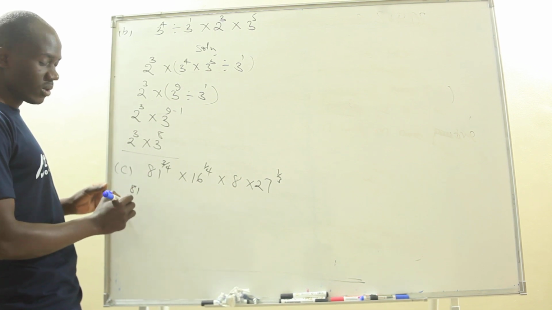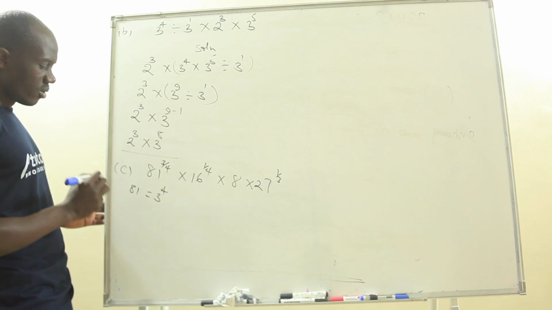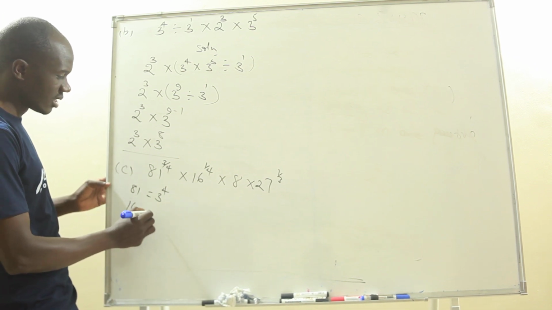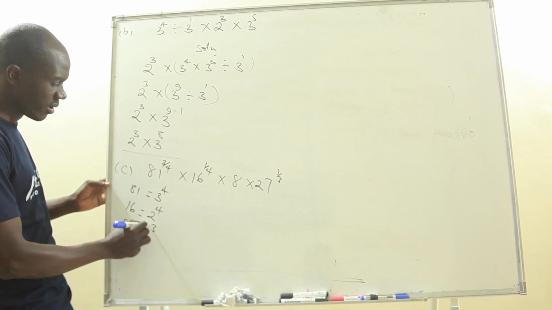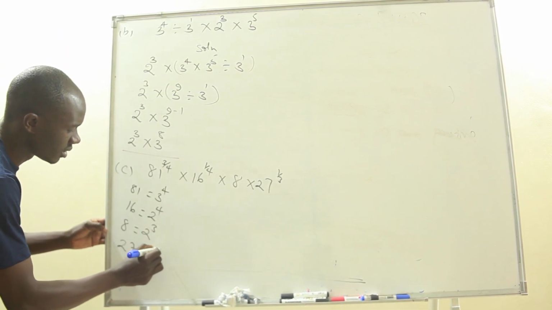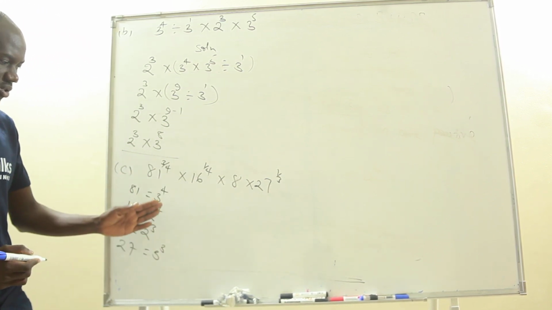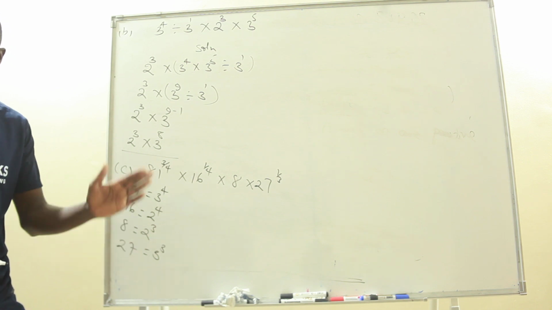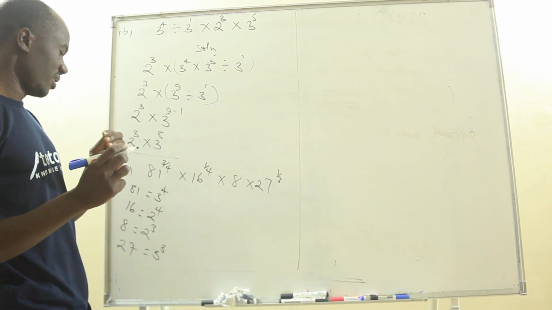81, if you use the factor tree, is the same as 3 power 4. What about 16? 16 is the same as 2 power 4. What about 8? 8 is the same as 2 power 3. What about 27? 27 is the same as 3 power 3. So when you see those bigger numbers, we are going to be substituting these numbers. Then we apply our rules of indices.